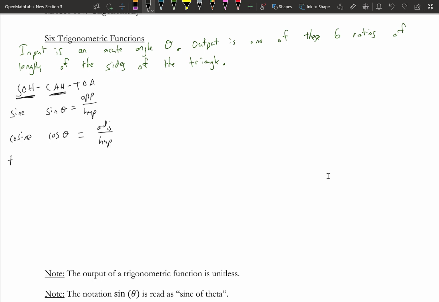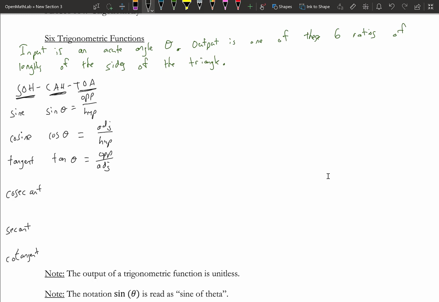And then we have tangent. That would be tangent of theta equals, the TOA, so the opposite over the adjacent, right? Then we also have cosecant, secant, and cotangent. I'll show what these are.